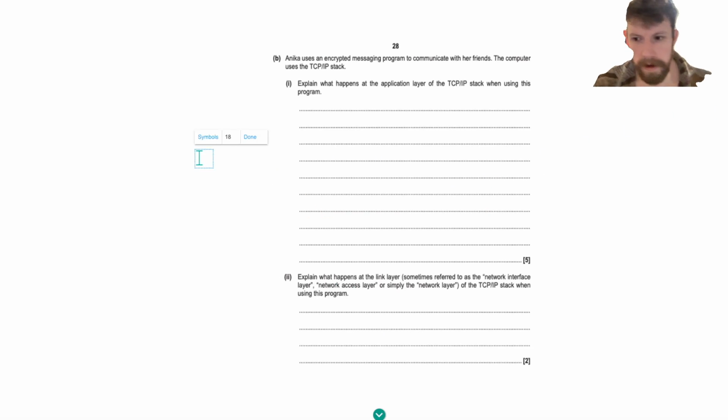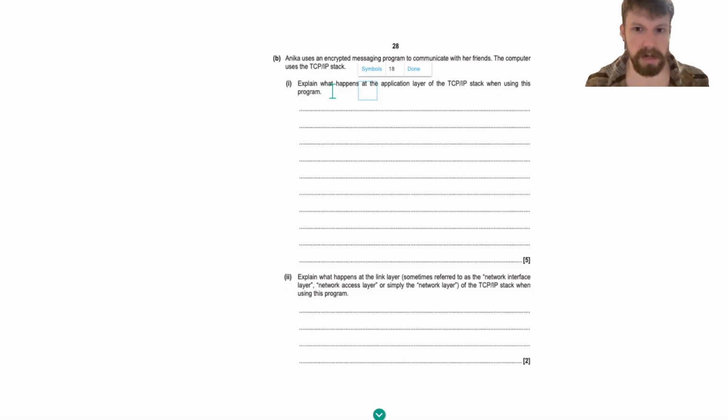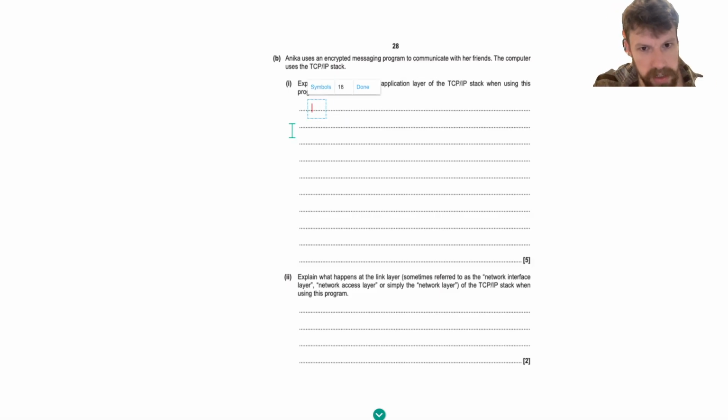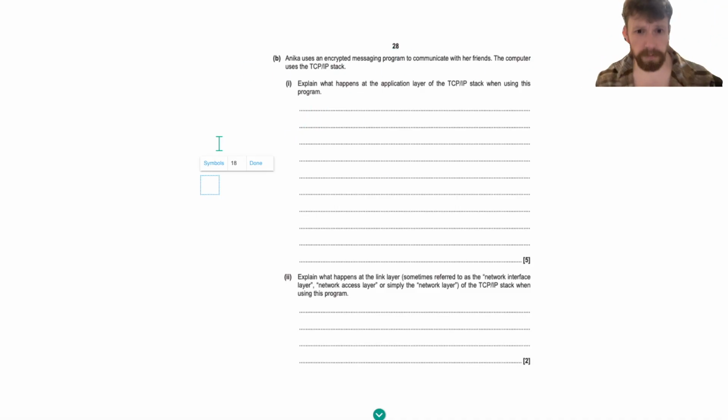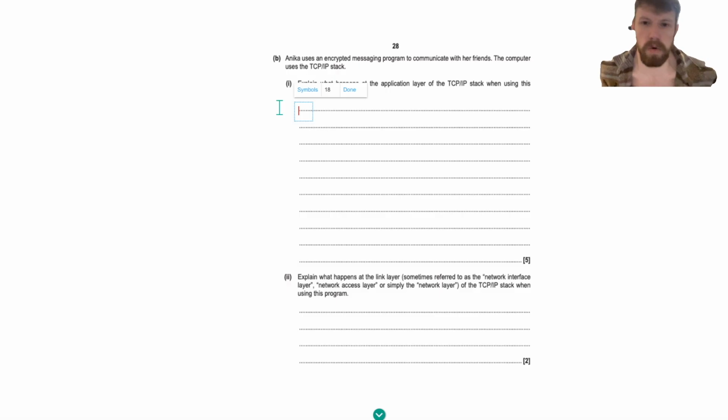Okay. Now we're going to have a quick look at these ones, which are talking about the TCP/IP stack. It says explain what happens at the application layer of the TCP/IP stack when using this program. Okay, we use an encrypted messaging program to communicate with our friends. The computer uses the TCP/IP stack, and it's a 5-mark question. So at the application layer when using this program, this is where we need to be talking about.